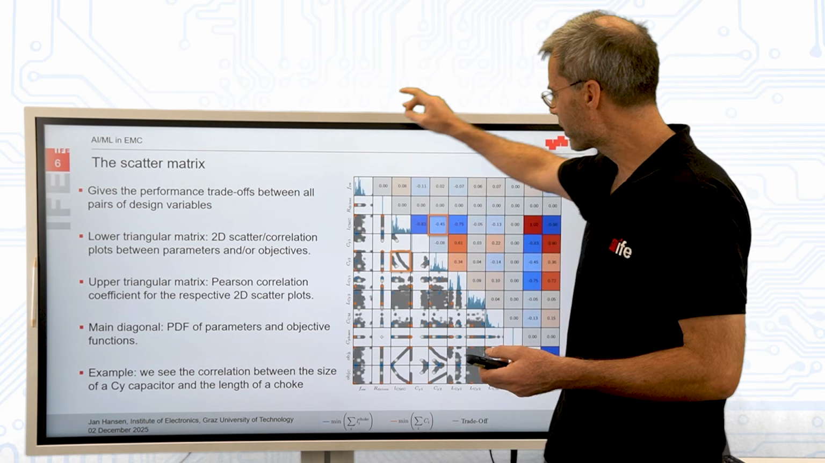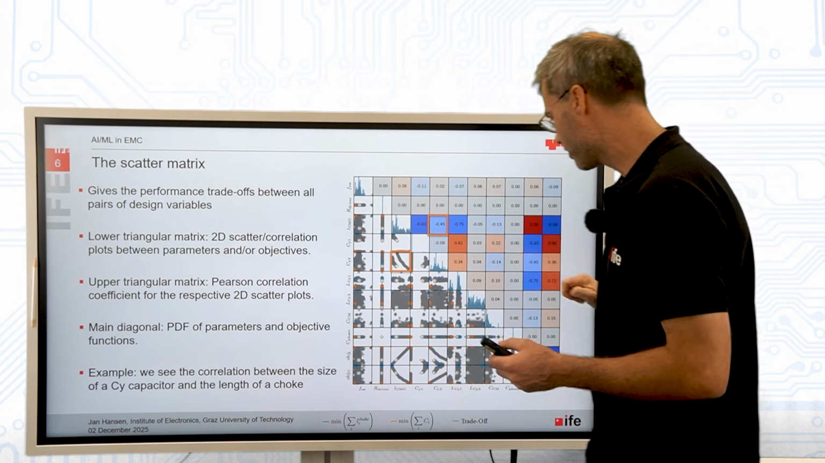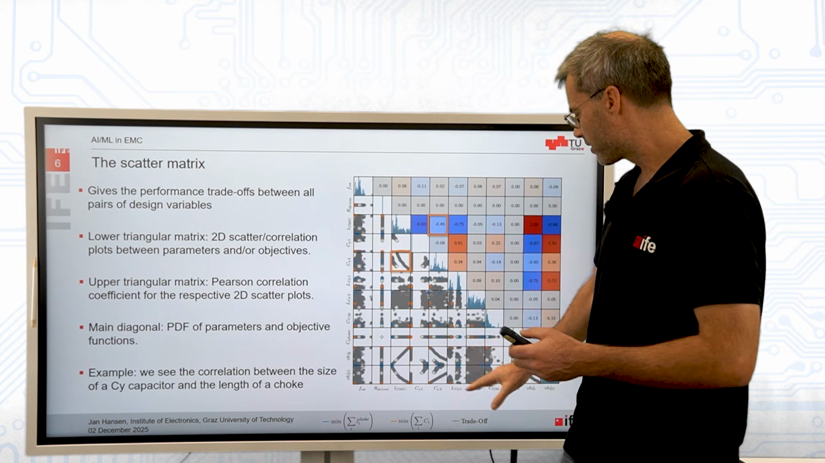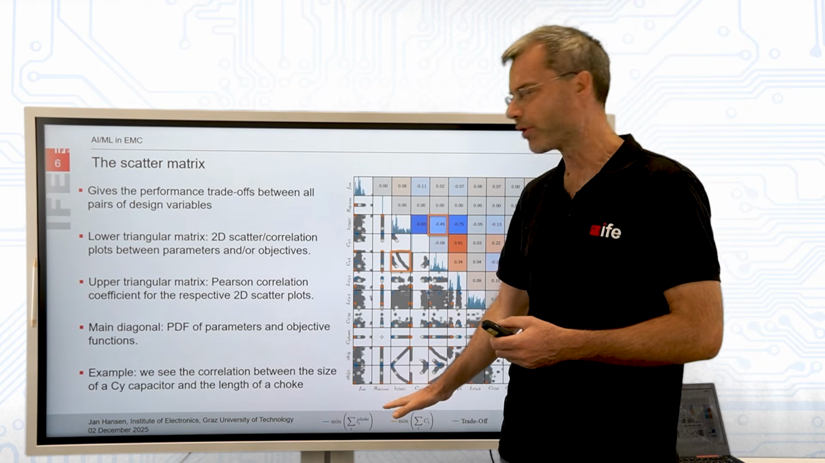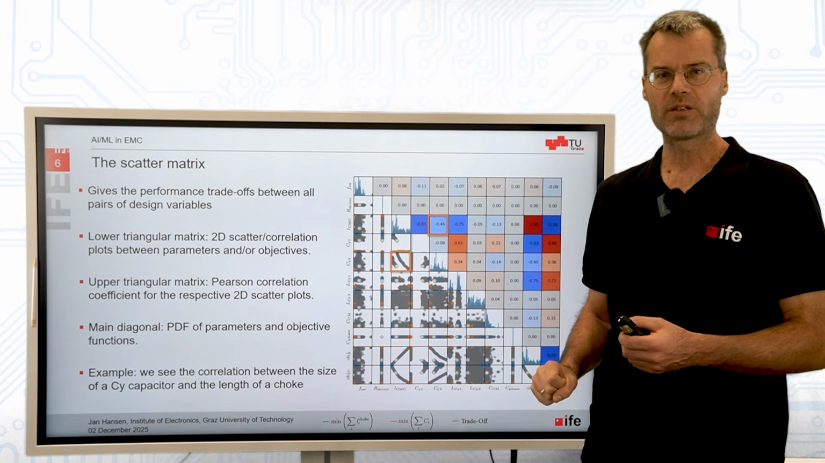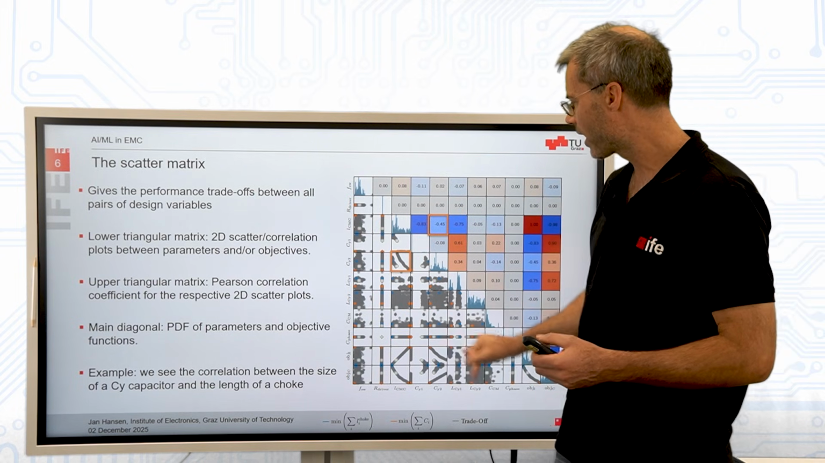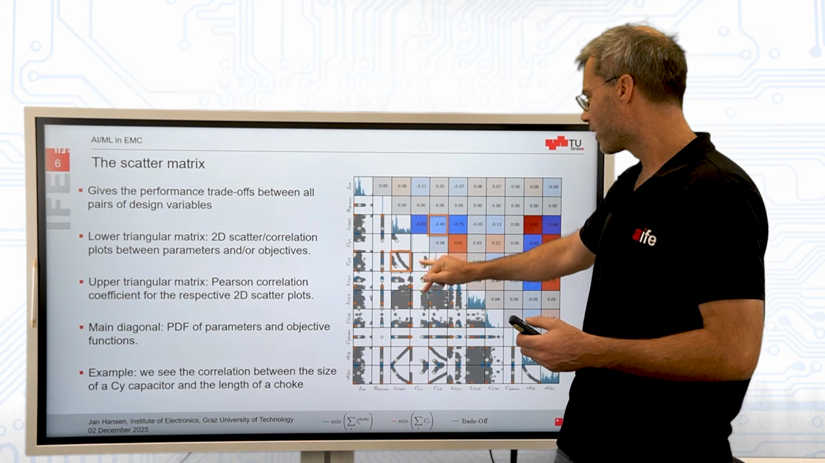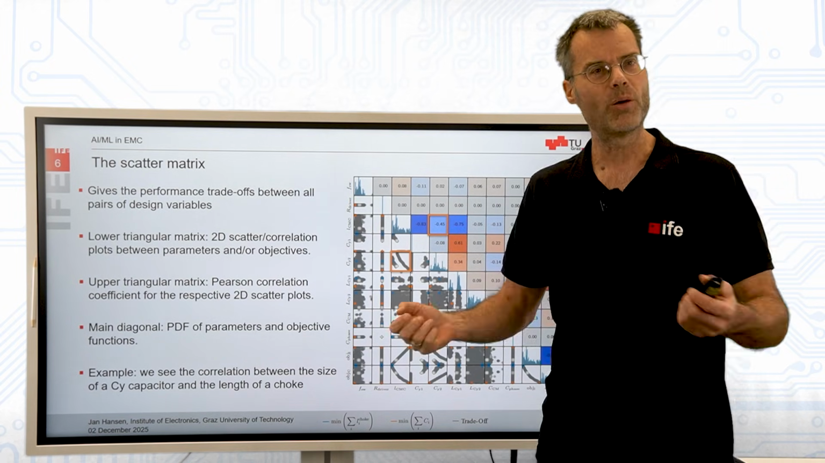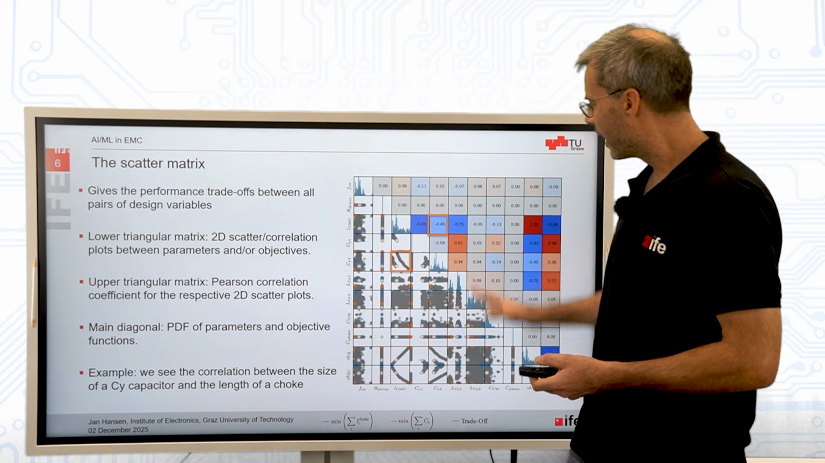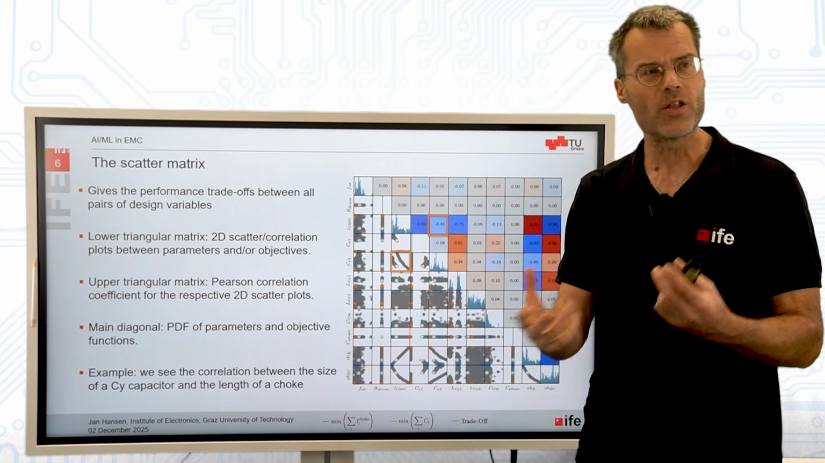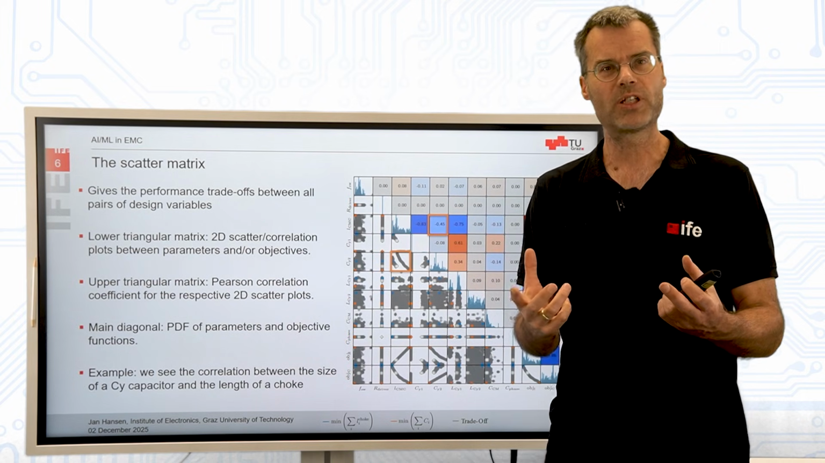In this scatter matrix, we see all the design parameters of our system, like CY capacitor size, CY capacitor parasitics, or length of the common mode choke. And we see all the interrelations between these different parameters. So for instance, we can observe that if we increase the size of a CY capacitor, the size of the common mode choke decreases. And such a table is extremely powerful because it shows us all the correlation between the different design parameters.